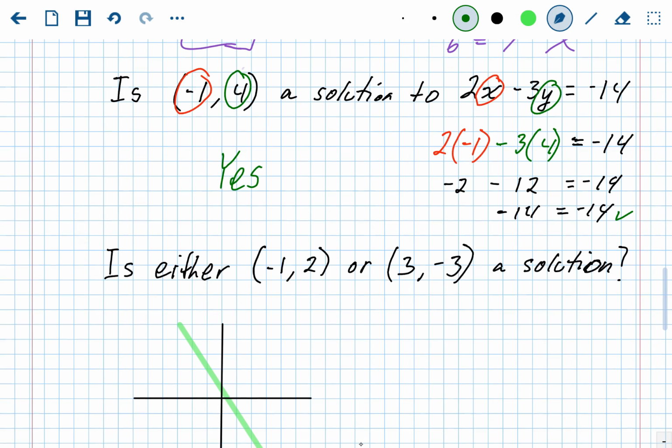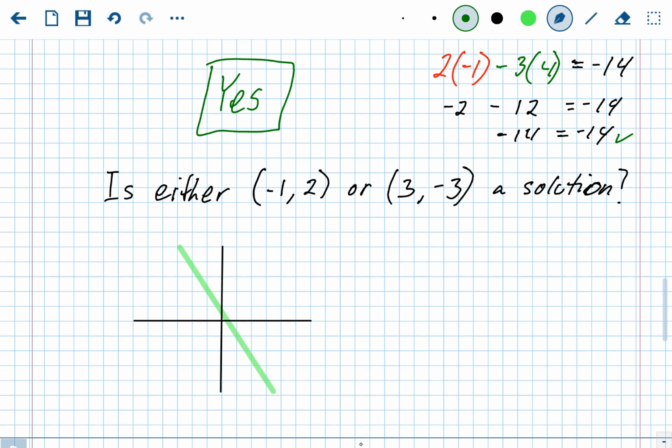And this last one I set up is a graph. Okay. So we're going to see if either (-1, 2) or (3, -3) is a solution to this graph. So what I would do is I would just plot both of these points. Okay. If it's on the line, it's a solution. If it's not on the line, it's not a solution. So (-1, 2). It's back 1, left 1, up 2. I'll put an X there. That looks like it's on the line. Okay, it's not perfect because most hand-drawn graphs aren't going to be perfect. But that is on the line, so yes, it is a solution.